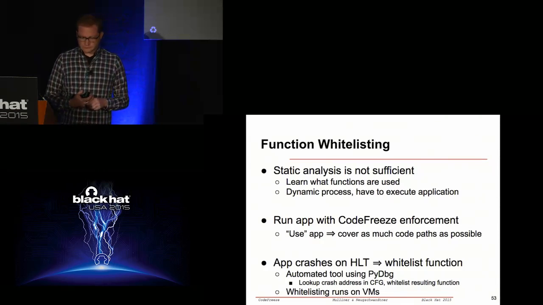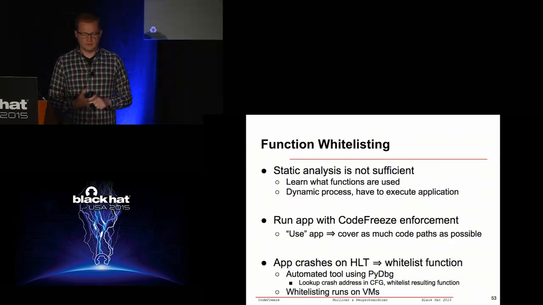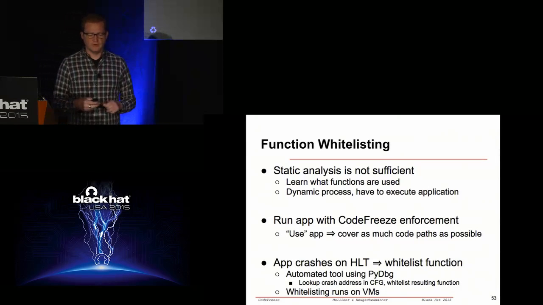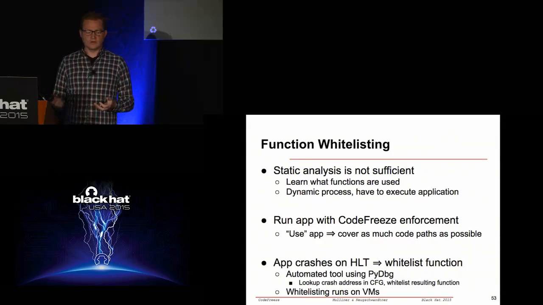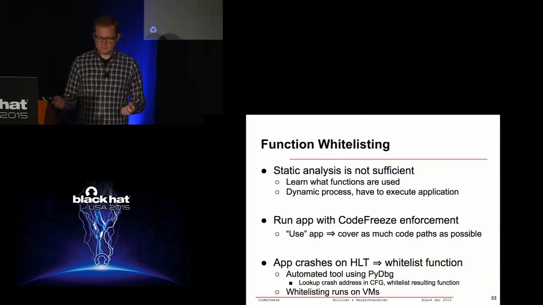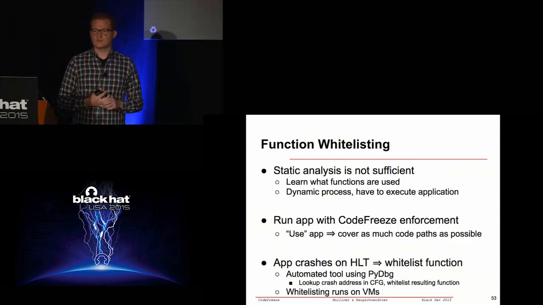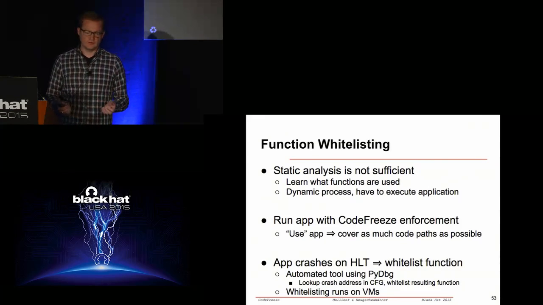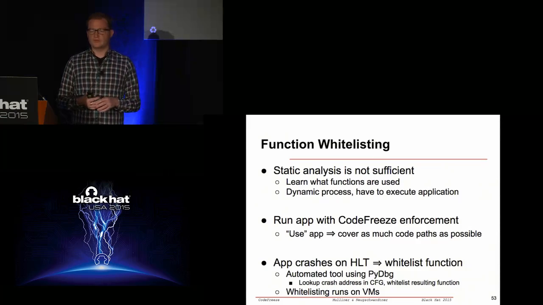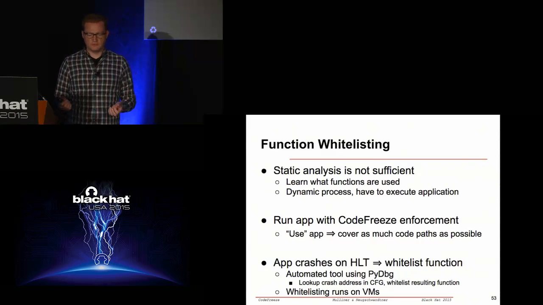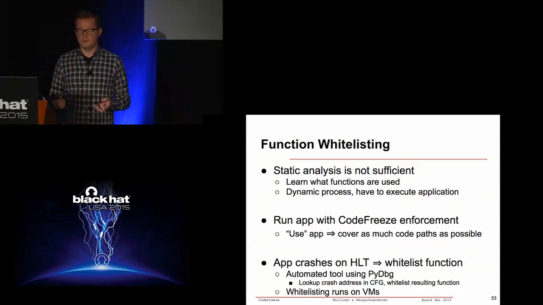A little bit earlier we talked about dynamic function lookup, but there are other problems why we have to do whitelisting of functions. Static analysis in modern software is not sufficient anymore. So sometimes you have to learn what functions an application is actually using.